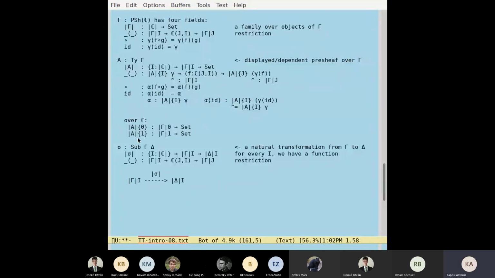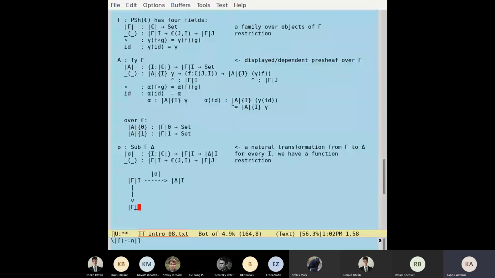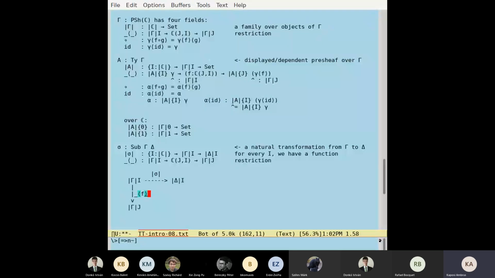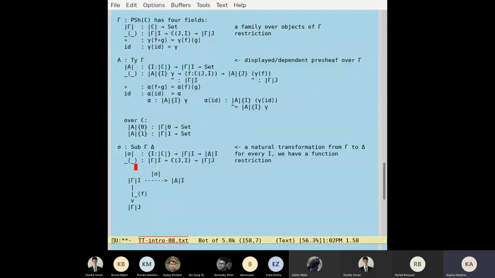But I also have these restrictions. Look, this restriction goes from gamma I to gamma j. So I also have this. I can go from gamma I to gamma j using this restriction by f, okay? So I just write here next to this drawing that f is in Cji, right? F was in Cji, then I can go from gamma I to gamma j.